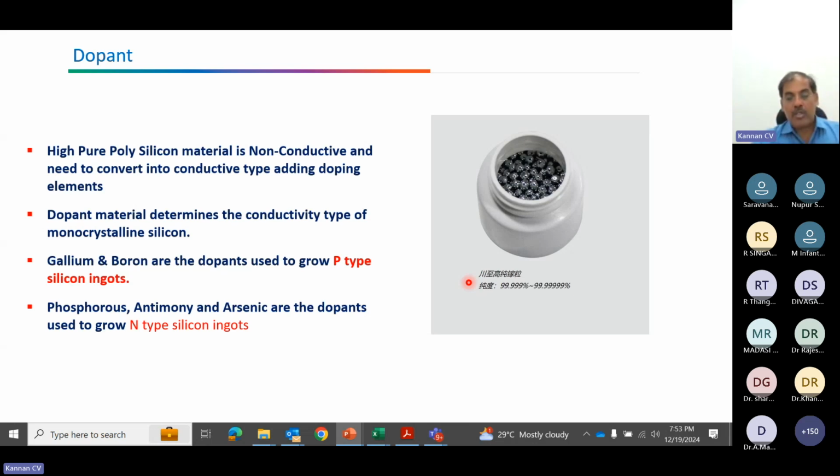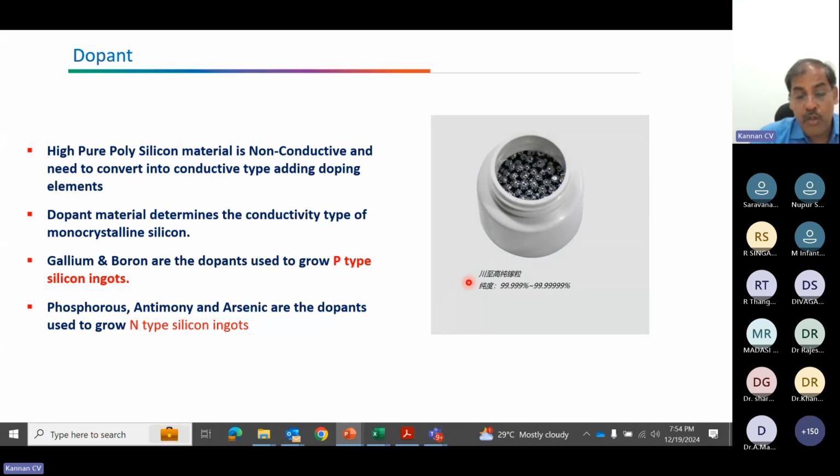So that's why for the last 2 or 3 years the industry is completely using 100% gallium as a dopant to grow p-type silicon ingots. For n-type, I think phosphorus has been used from day one, and some companies started using arsenic and antimony, but once again, it's a very expensive material. So mostly, 99% of the industry is using only phosphorus-based dopant to grow n-type silicon ingots.